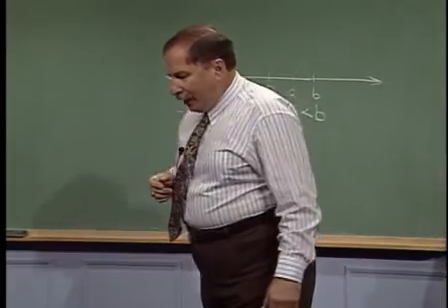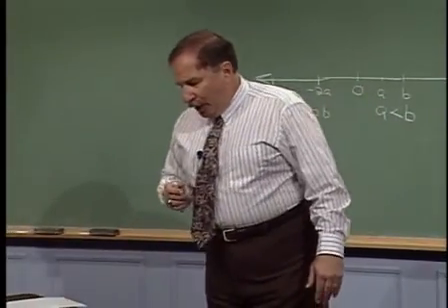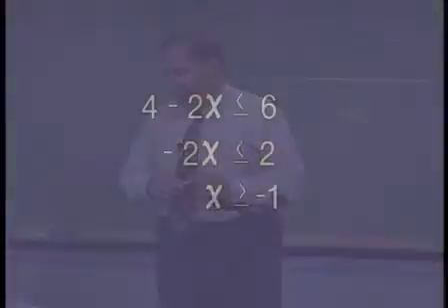So let's take a look at the next visual. The next visual has an inequality. 4 minus 2x is less than or equal to 6. We start off the same way as we did with other inequalities and equations. We subtract the 4 to isolate the negative 2x. Negative 2x is less than or equal to 2. We divide both sides by a negative 2. We are dividing by a negative. So x becomes greater than or equal to negative 1.